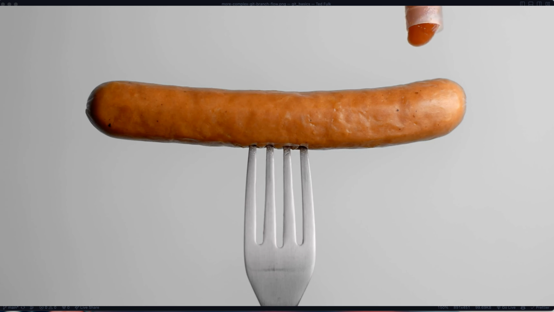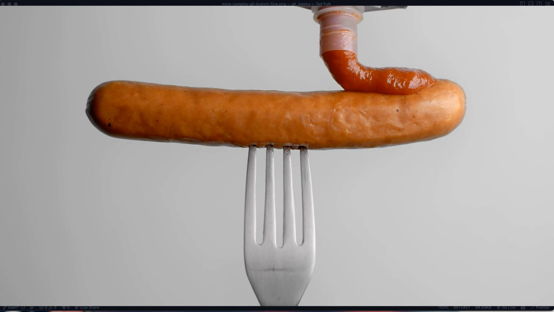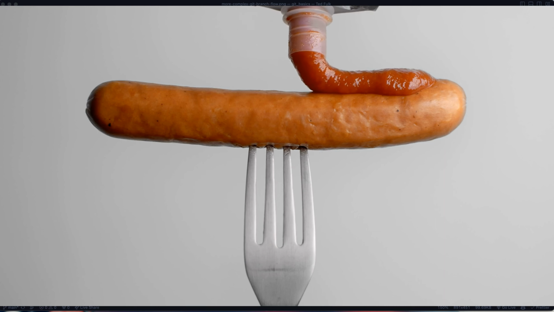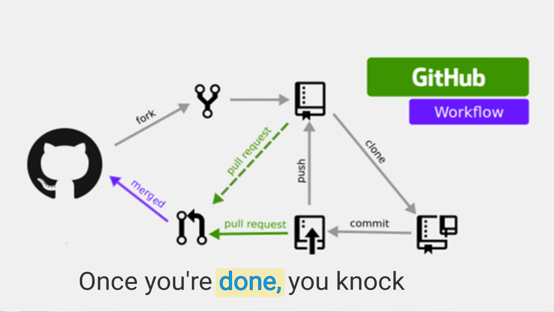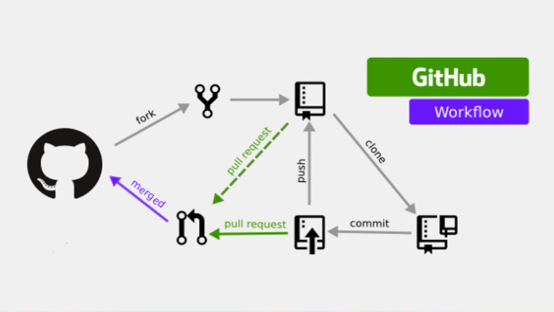Finally, we've got the forking workflow. This one's the heart of open source projects. You basically take a copy of the repository, make it your own, and you work in your own little personal sandbox. Once you're done, you knock on the door of the original repo with a pull request.